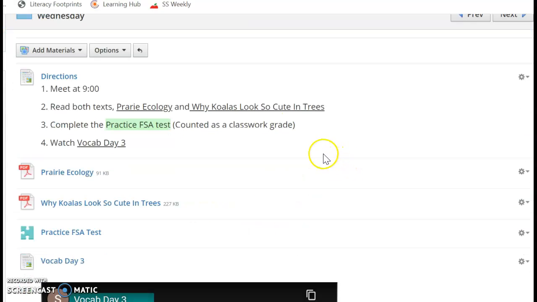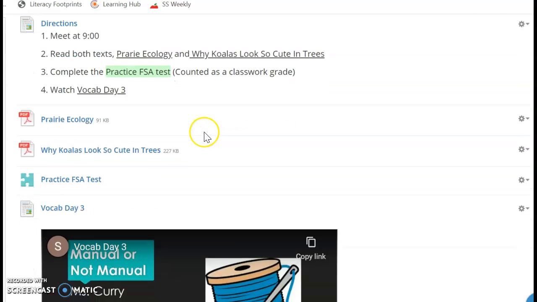Wednesday we are going to read two different texts, Prairie Ecology and Why Koalas Look So Cute in Trees. You have a practice FSA test here. This will be counted as a test grade. I cannot reset these tests. Please take your time and answer each question very carefully.